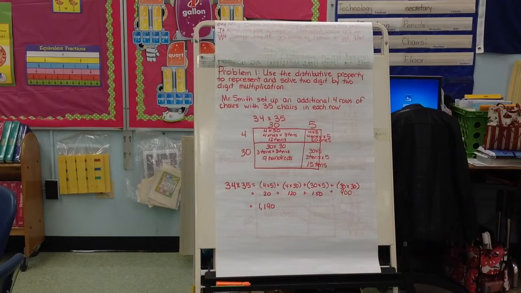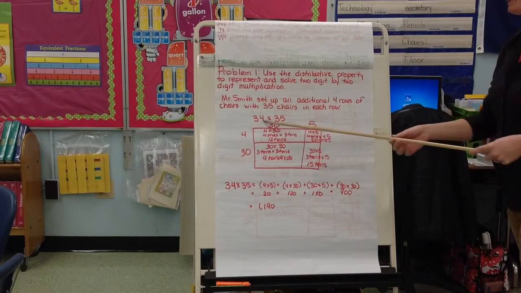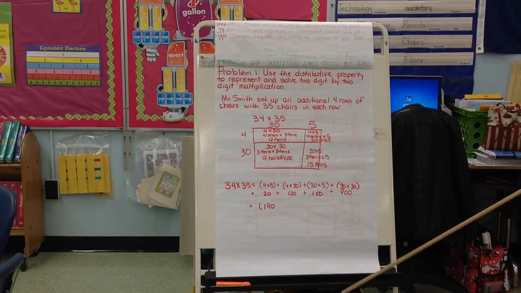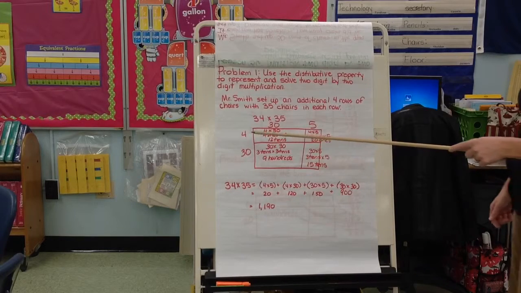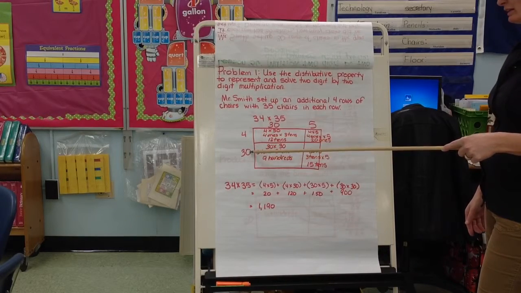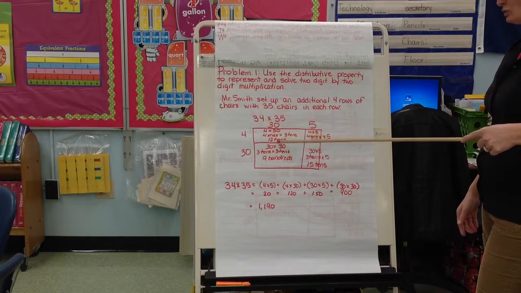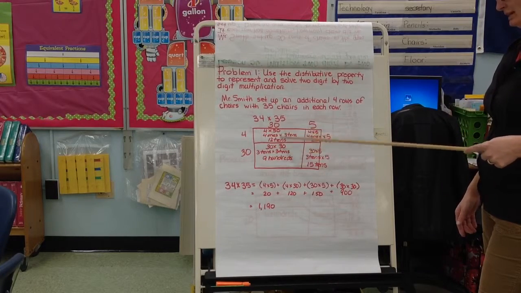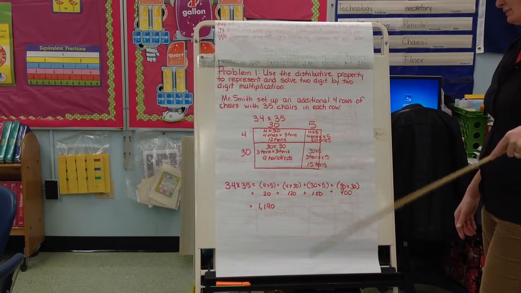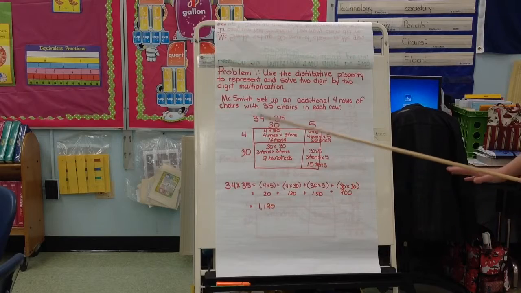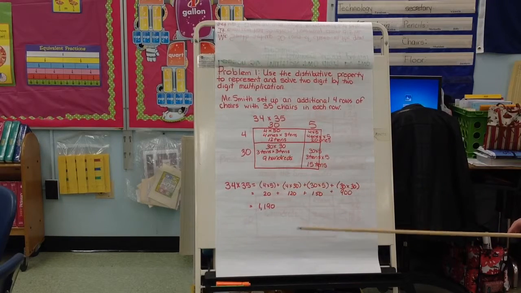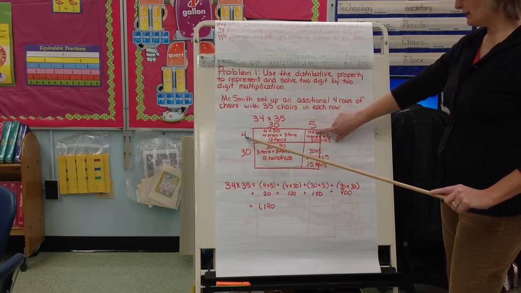Okay, we're going to use the distributive property to solve two-digit by two-digit multiplication problems. So we're going to use a problem from before. Mr. Smith set up an additional 4 rows of chairs with 35 chairs in each row. Our multiplication problem is now 34 times 35. You're going to notice we don't have a multiple of 10. When we set up our area model, notice there's 2 columns and 2 rows. Okay, so we really have 4 boxes in our area model. So we're going to break it apart carefully. We're going to start with multiplying right here.